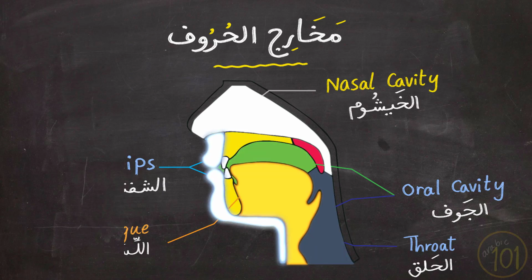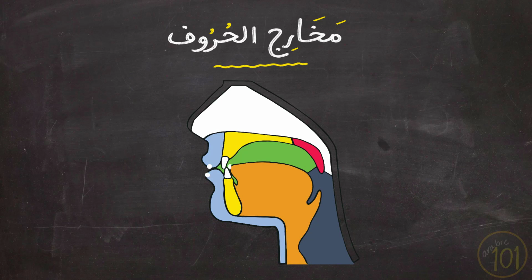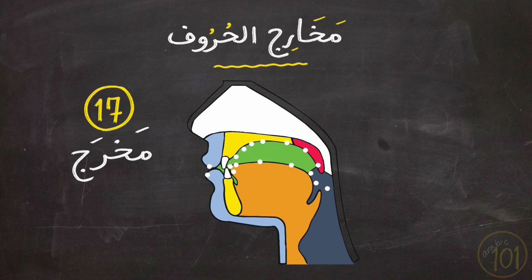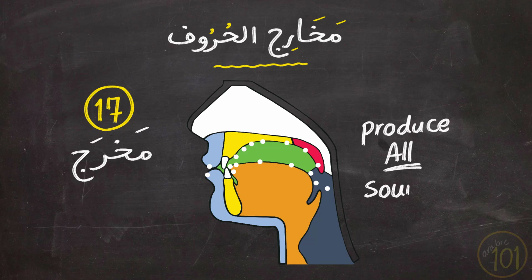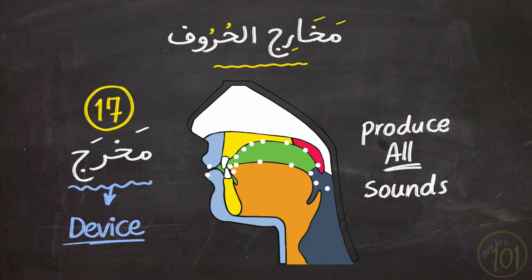Each of these 5 areas contains several points of articulation. Each of these articulation points is called a makhraj. There are in total 17 makharij, or 17 points of articulation. These 17 points produce all the sounds in Arabic. You can also call it 17 devices producing the sounds. Each one of these devices has a name and produces a number of sounds.